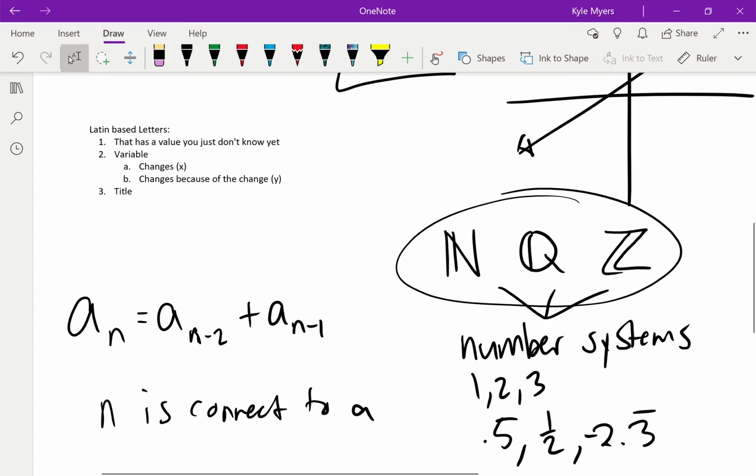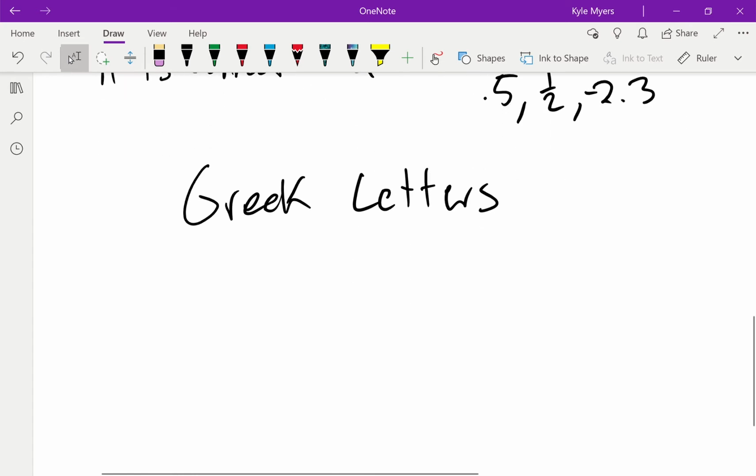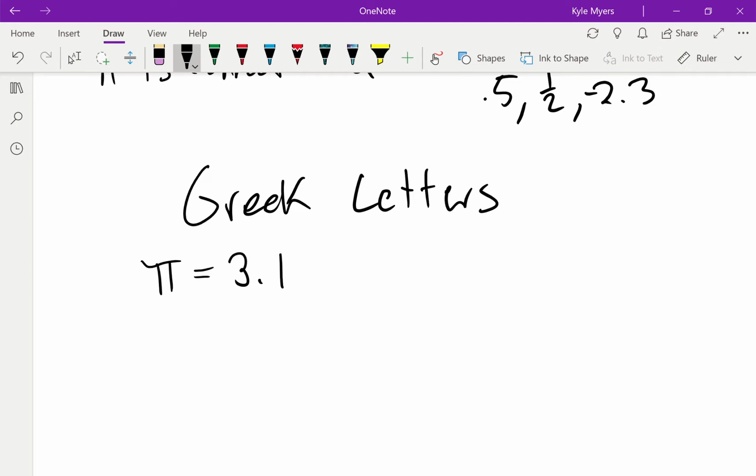But for Latin-based letters, we typically use them for all the things that I've talked about here. And then for Greek letters, we tend to use them for kind of the same reasons. We actually use letters like pi to represent numbers, right? Pi is 3.14159265, and so on, so on, so on. So it's just a number. It's a really complicated number, but it's just a number. It's not really a variable.